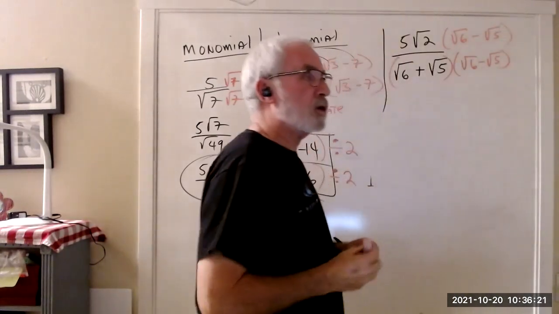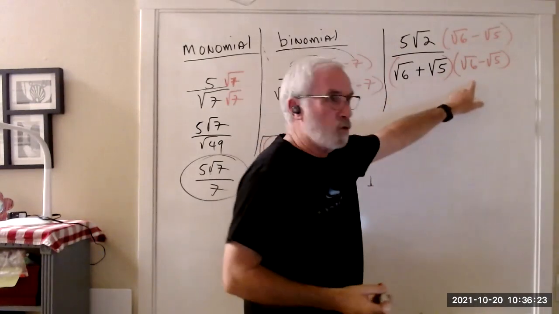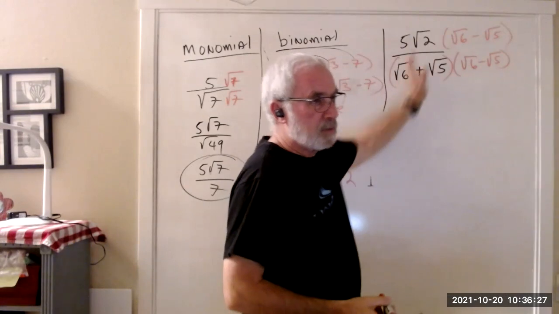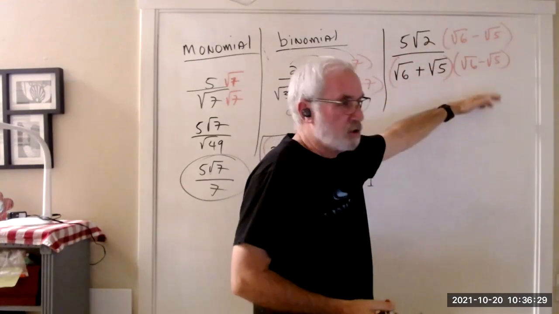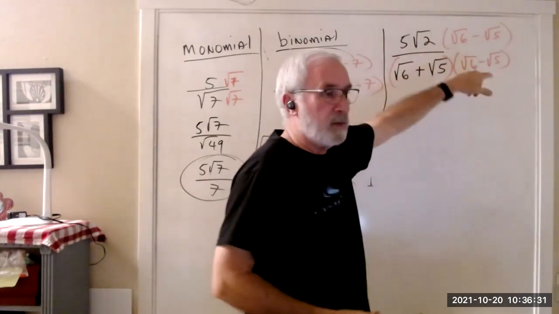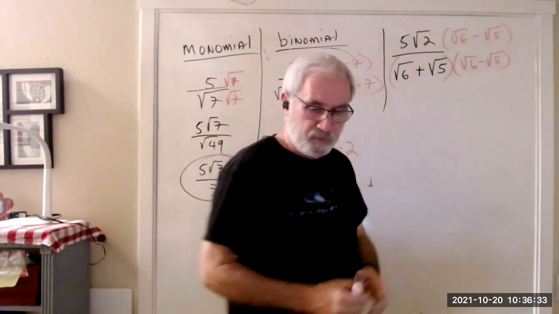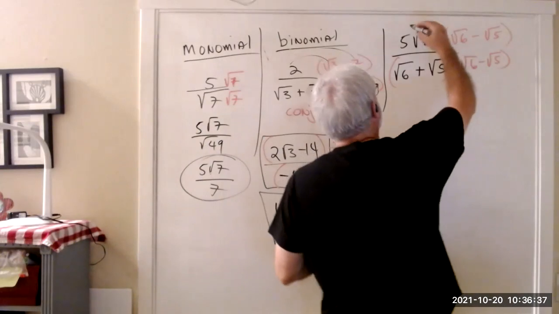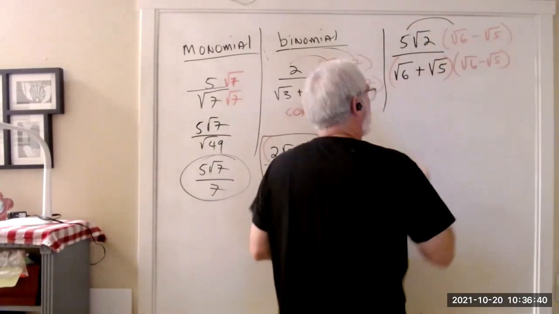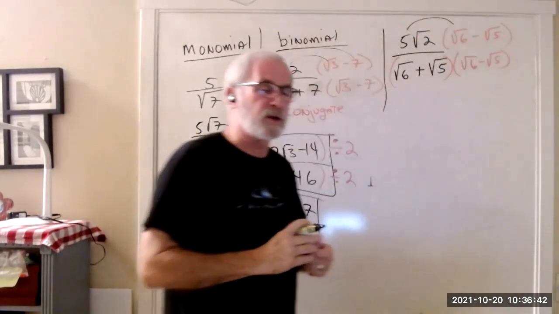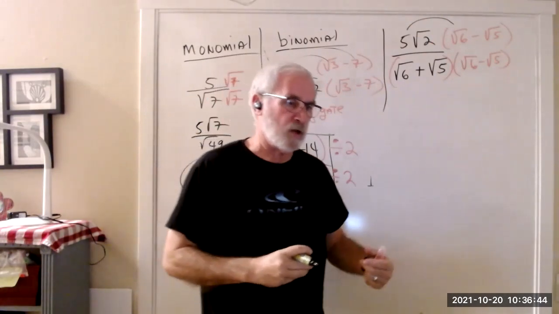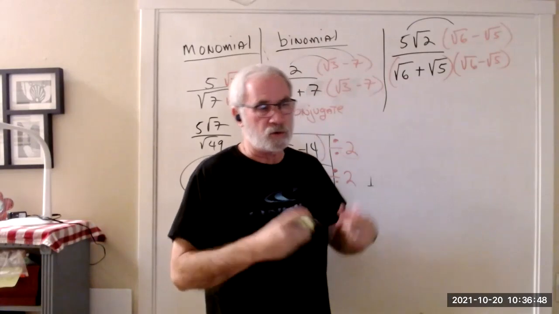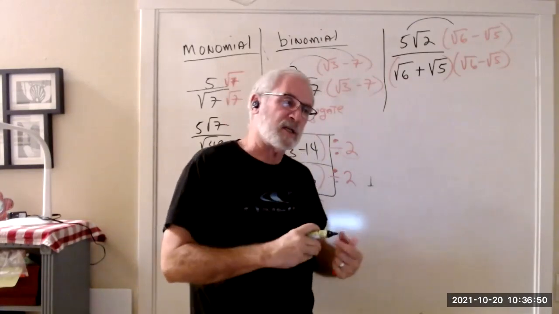Again, the conjugate is the same binomial, square root of 6, square root of 5, but one of them is a plus, one of them is a minus. That's all it is. And then you multiply top and bottom by whatever the new thing is. The numerator, you're going to distribute this here, and you're going to use, because you're multiplying, distributive property means multiplication. So because you're multiplying a radical, you're using the outside, inside rule.